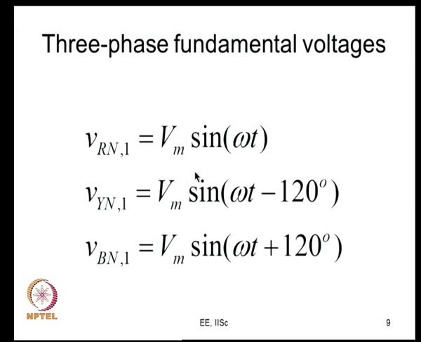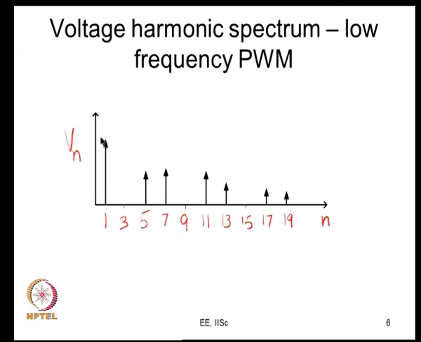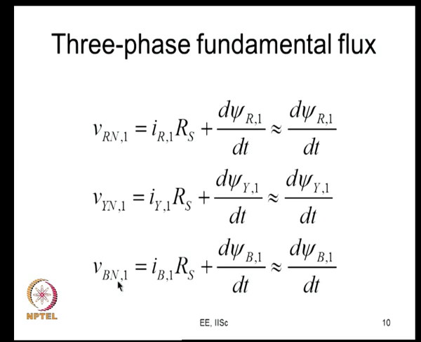So, you have the 3 phase fundamental voltages. This considers only the fundamental component, let us say the component here. Let us go one by one. So, let us call that amplitude Vm. So, it is Vm sin omega t, Vm sin (omega t minus 120), Vm sin (omega t plus 120). So, what are these? These are the fundamental components of the 3 phase voltages that we have applied.